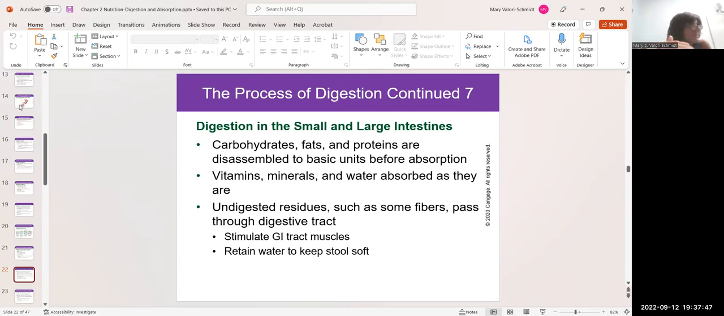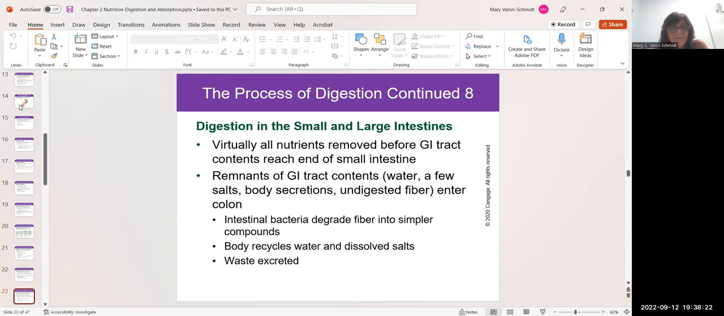Anything that's not digested, the best example I can give you is cellulose. Cellulose is fiber. If you eat fruit, like a pear or a peach, the skin is the best fiber in the world. So what it is, it's cellulose. It goes through your whole digestive tract. It does not get digested or absorbed, but it holds on to water. So when it gets to the large intestine, it keeps your poop moist, so it's easier to go. And that's how fiber works. It's undigested cellulose, right?